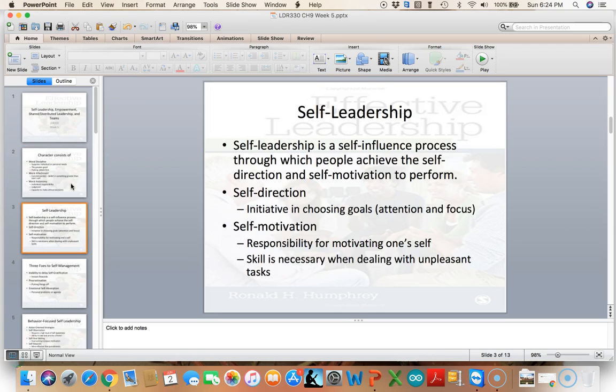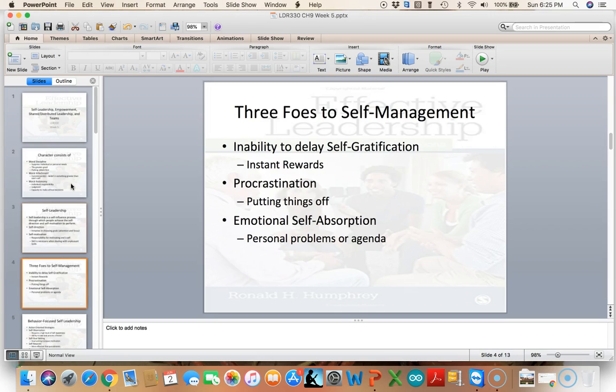Self-leadership is a self-influence process through which people achieve self-direction and self-motivation to perform. Self-direction is defined as initiative in choosing goals. It's your ability to provide undivided attention and have ultimate focus. Self-motivation is the responsibility for motivating oneself. Simple as that seems, it can be very difficult. The skill is very necessary when dealing with unpleasant tasks.